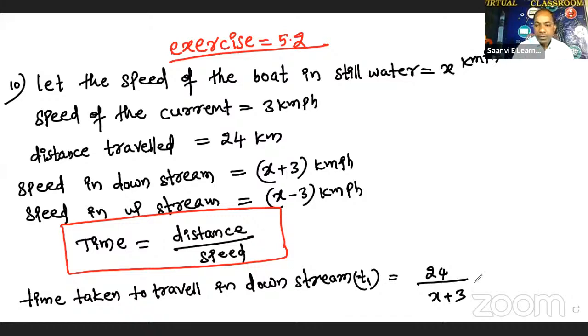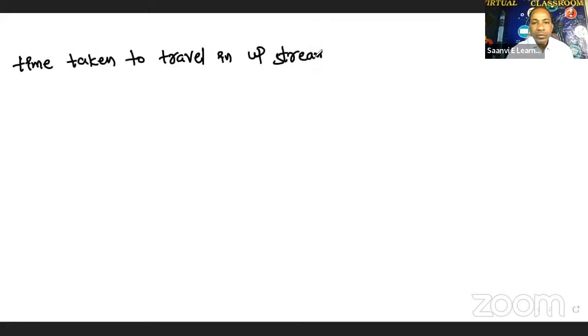Okay. The same way, time taken to travel in upstream. This you take as T2. Okay. So time formula, distance by speed. Distance traveled 24 kilometers. Speed in upstream, how much? x minus 3. Speed in upstream, x minus 3. Okay. Now, total time taken.